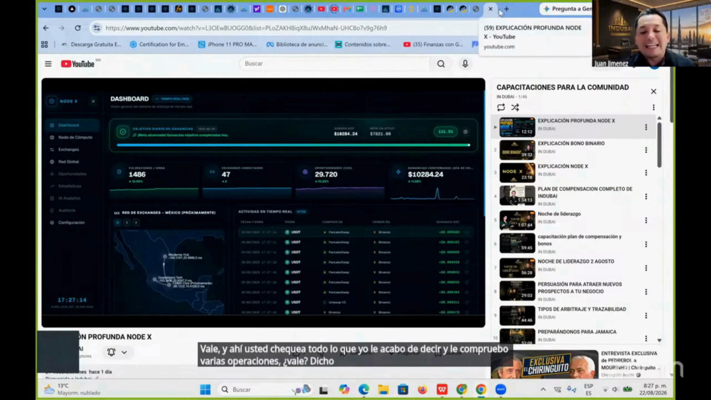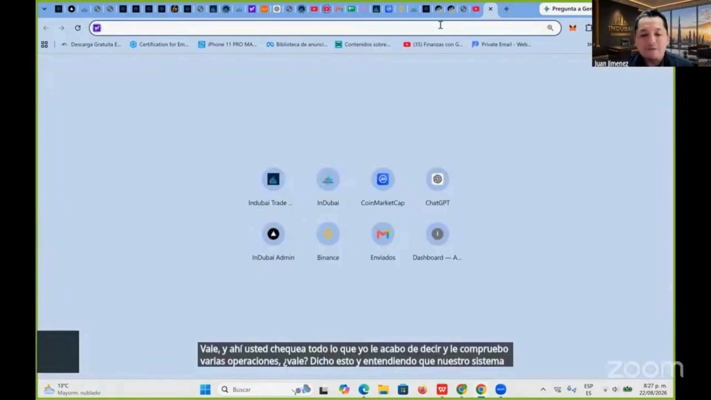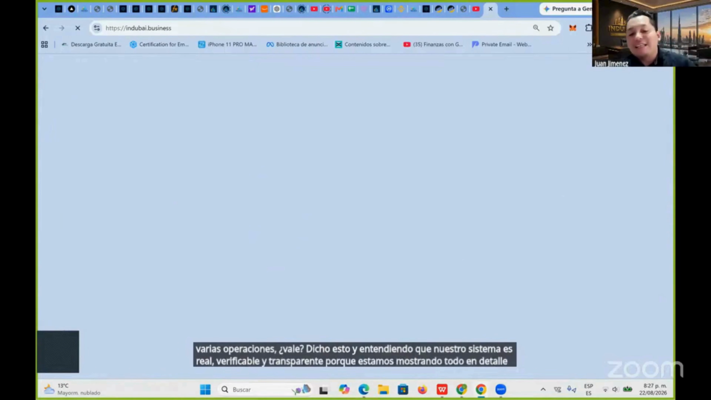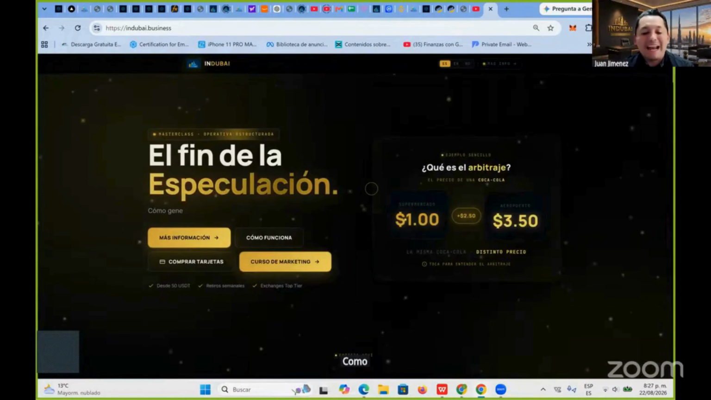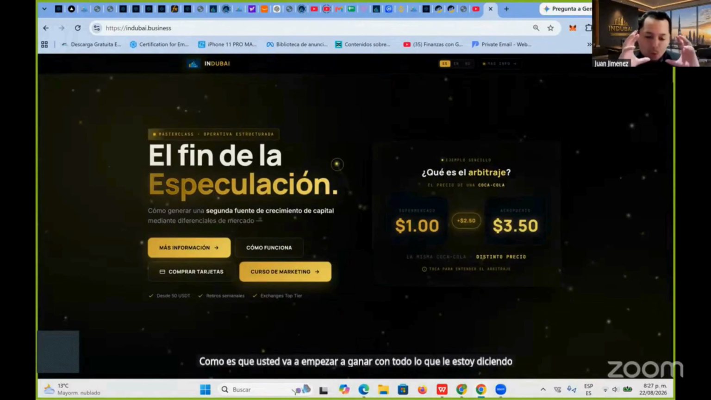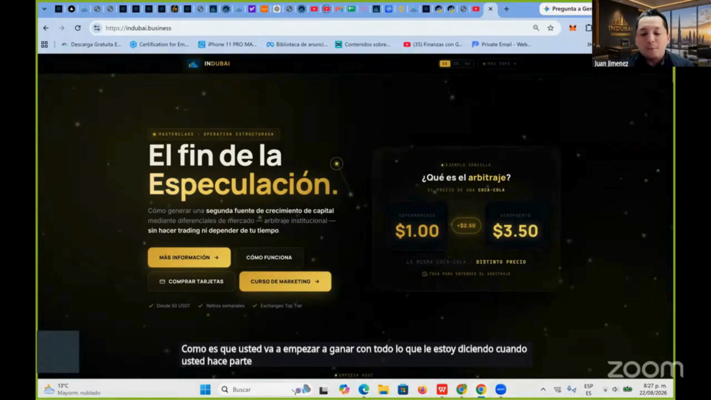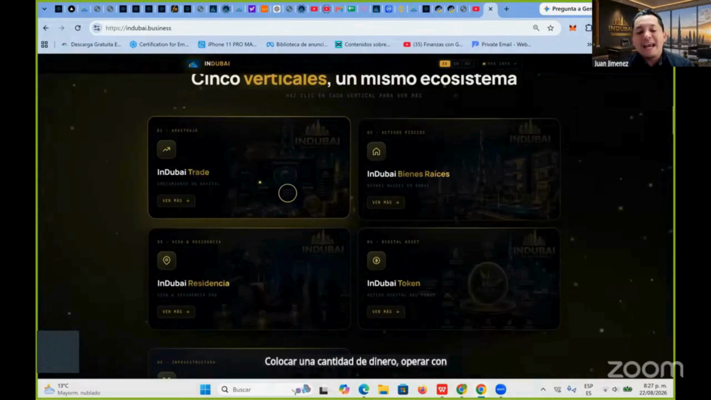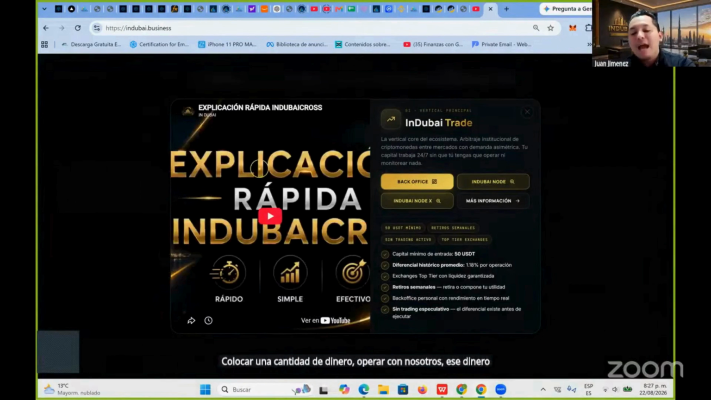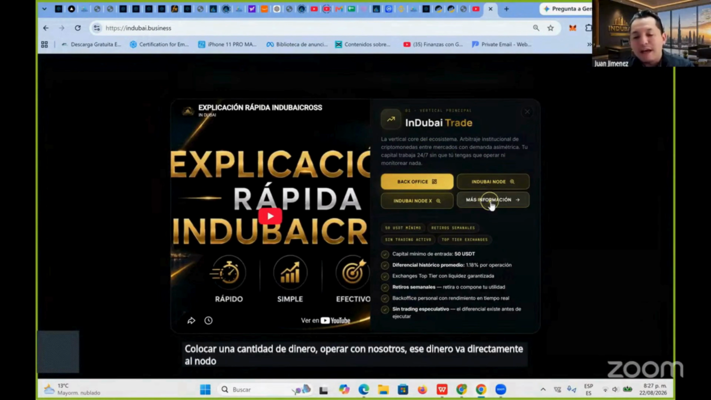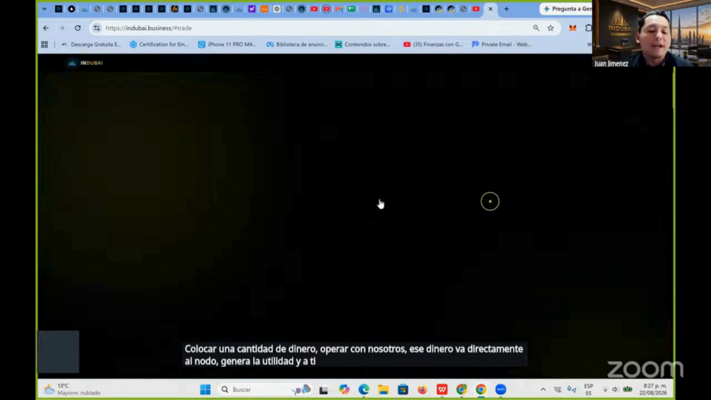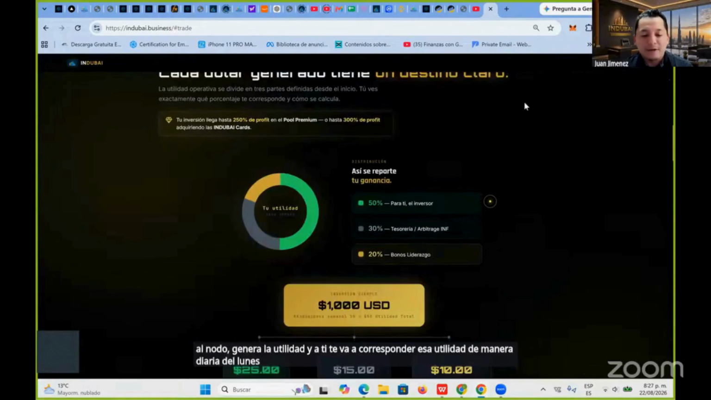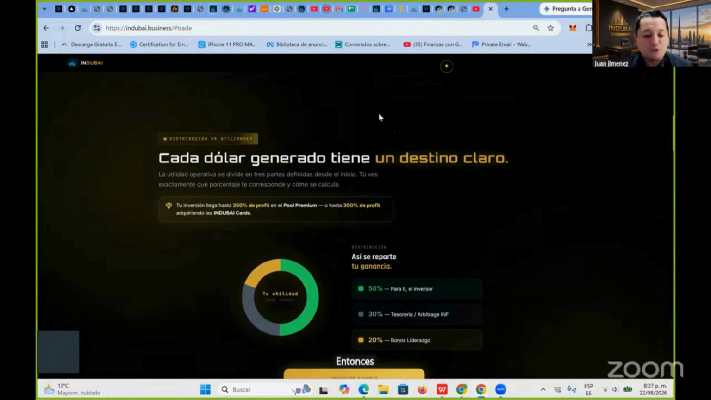That said, and understanding that our system is real, verifiable, and transparent because we are showing everything in detail, now let's check how you are going to start earning with everything I am telling you. When you are part of this node, what you are going to do is deposit an amount of money and trade with us. That money goes directly into the node, where it starts to generate profit for you. And the best part is that you will receive that profit on a daily basis, consistently from Monday through Friday, okay? So let's use an example.